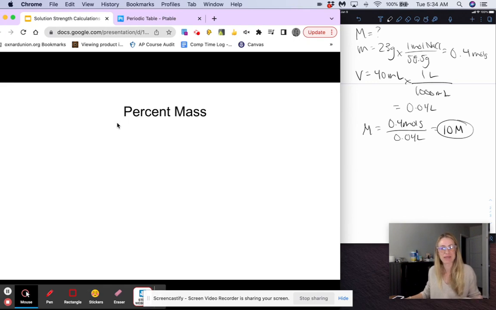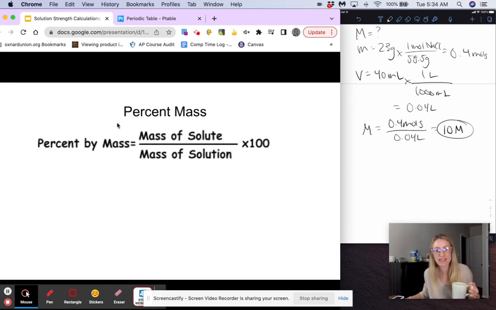All right, let's talk about percent mass. So percent mass has to do with mass. Now, usually when you see mass, you immediately convert to moles, but in this case, it's a little different because we actually want mass. So your percent by mass is going to be the mass of the solute over the mass of the solution, all right? And then, of course, multiplying by 100 because this is a percent.